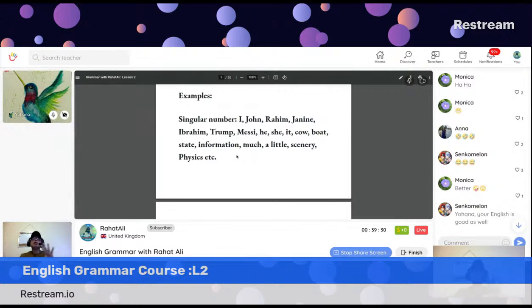If you remember, all these grammar lessons are interconnected, okay? One is connected to the next one. That's how I designed it.